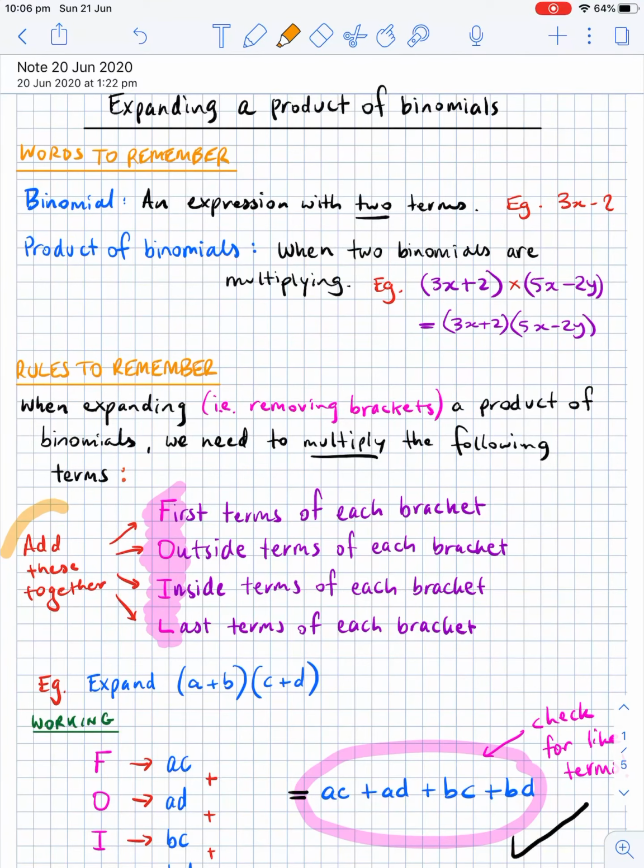Hi guys, for today's lesson we're going to be dealing with expanding a product of binomials. So some words to remember first up. What do I mean by a binomial? It's an expression with two terms.